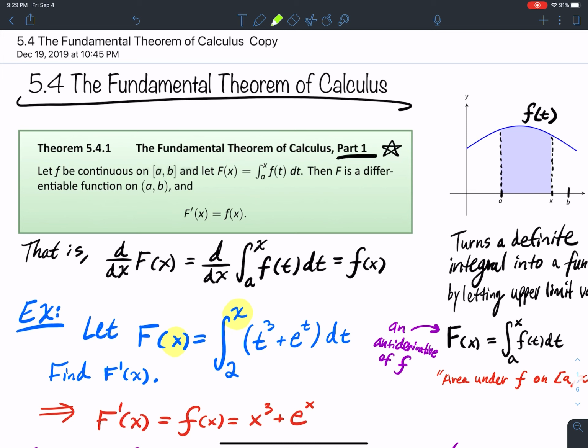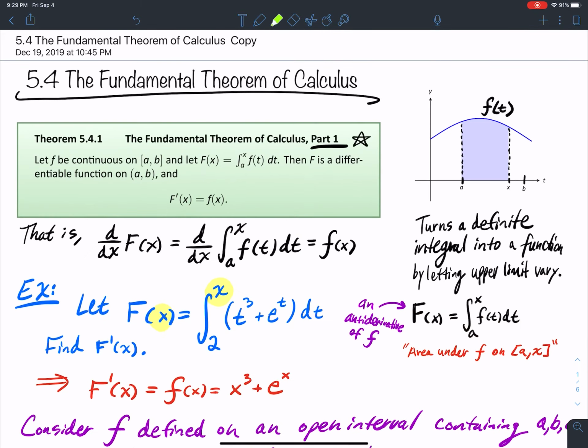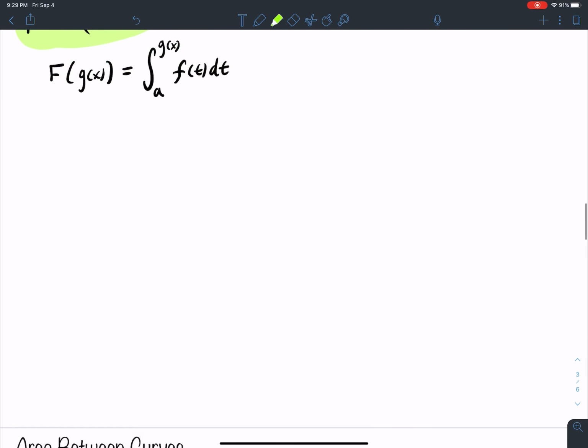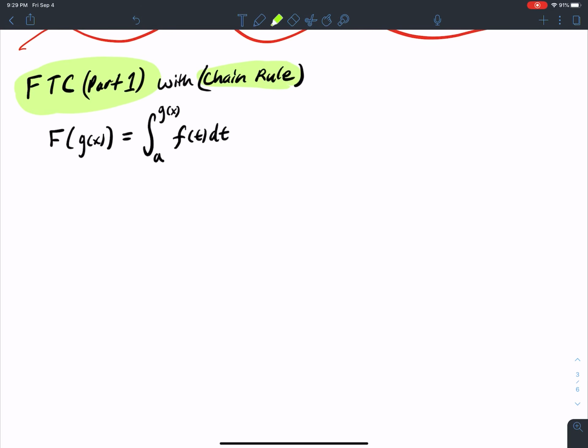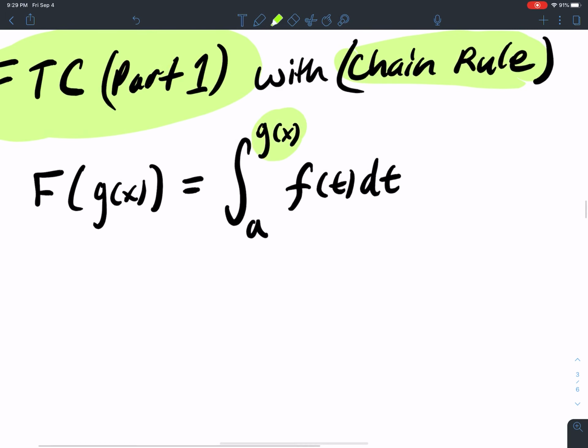Now, what we're going to do, instead of having an x, we're going to have some other function in terms of x, and we're going to end up applying the chain rule, okay? So instead of just having an x, we're going to have a function g of x. So maybe g of x is like x squared or whatever, okay? So it's just a function of x.